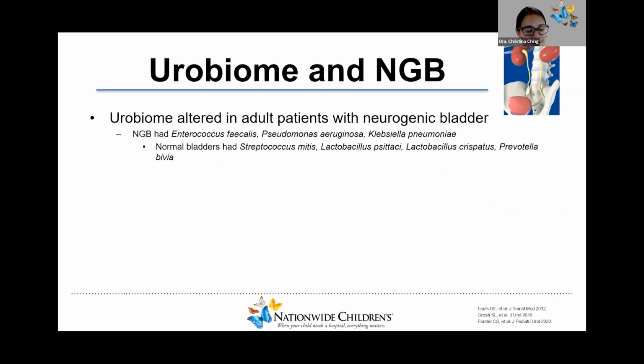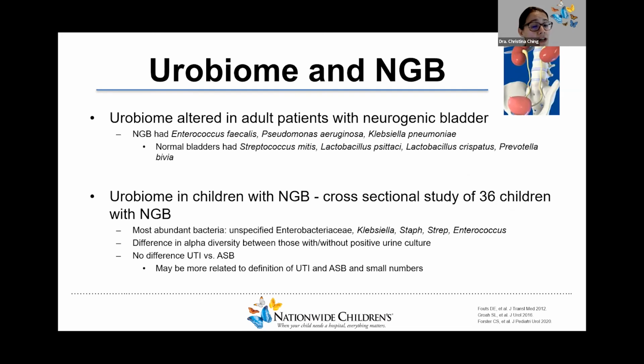As almost a planted question about the urobiome and the neurogenic population, I do have some brief studies to review that have looked at the urobiome in this particular population, with findings that there are alterations in both adults and children. In adults, the urobiome of patients with neurogenic bladder more commonly contains bacteria typically considered uropathogens. In a cross-sectional study of children, they similarly found bacteria in the urinary microbiome similar to that of adults, with a difference in alpha diversity between those with and without a positive urine culture, but no overall difference between those with urinary tract infections versus asymptomatic bacteriuria.